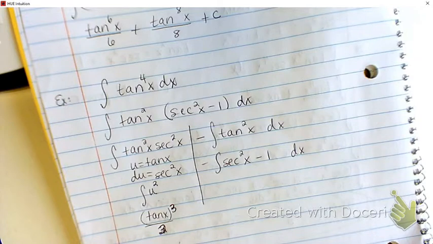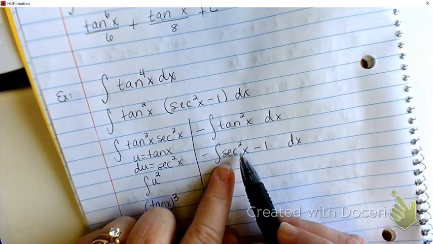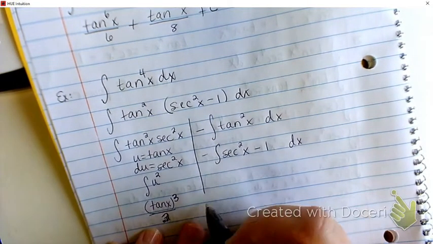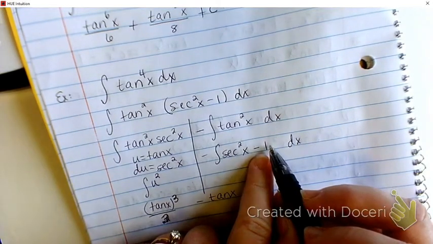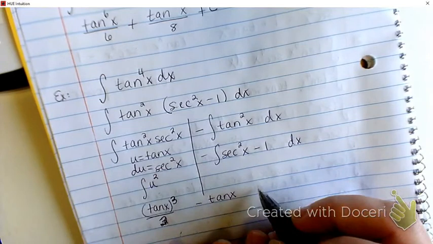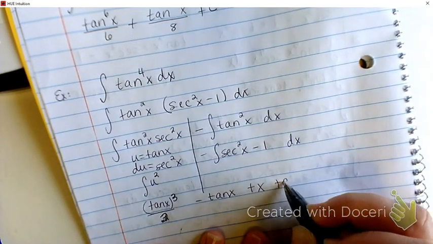I don't want to use u and du because du's got to involve more secants and tangents. The antiderivative of secant squared x is just tangent, so this is minus tangent of x. The antiderivative of 1 is x, and we got these two minuses, so this is plus x, and then plus c.